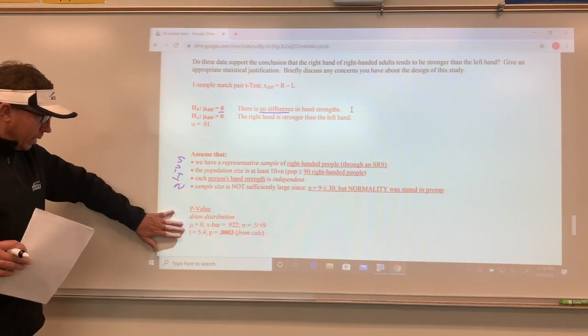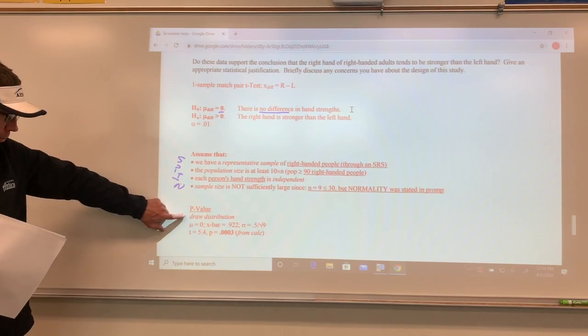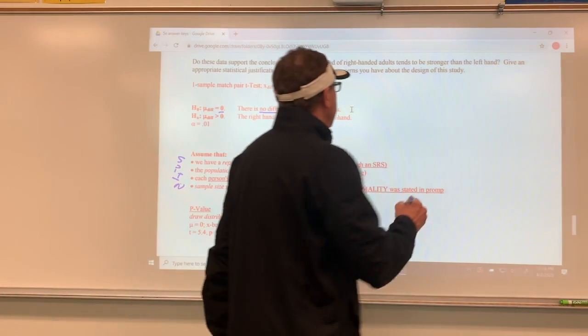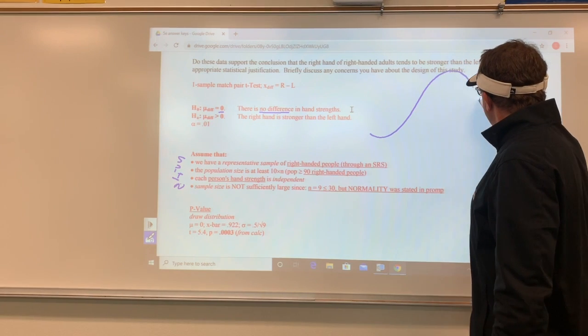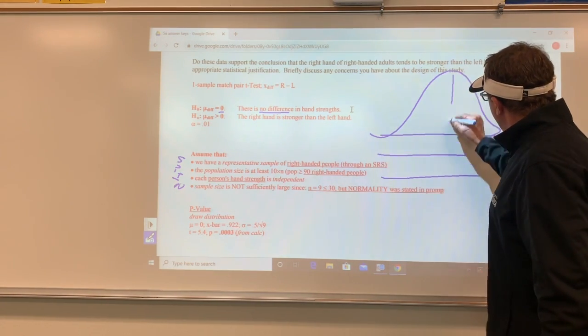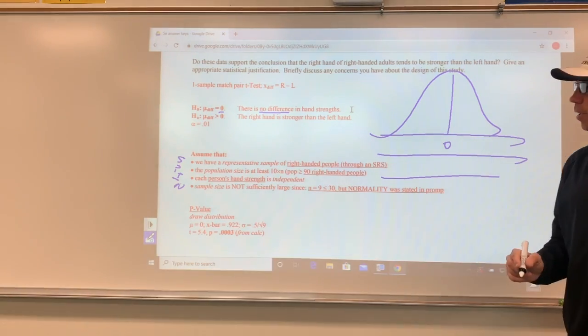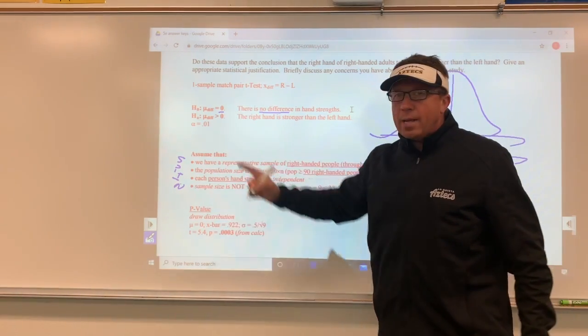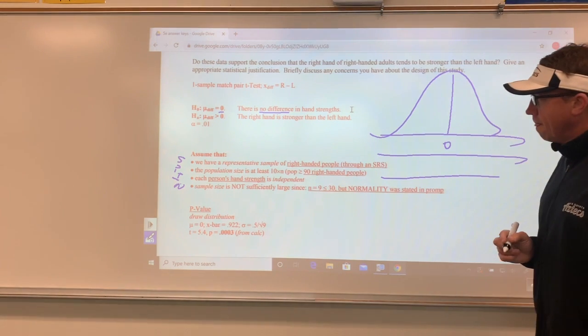Now, I'm going to draw this out over here, okay? I'm going to draw the distribution. I didn't write it up. So what you're going to do in the test part is you're going to draw this out. 0 goes right here because 0 represents no difference, and that's the assumption that you're making until you prove otherwise, okay?